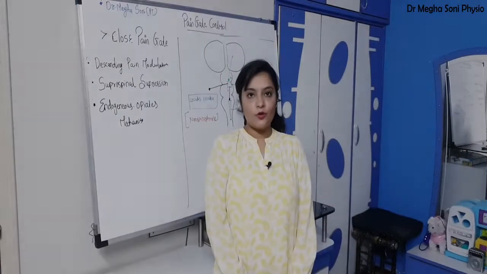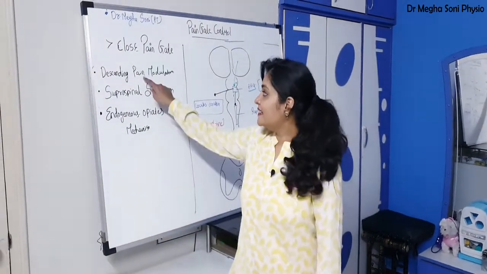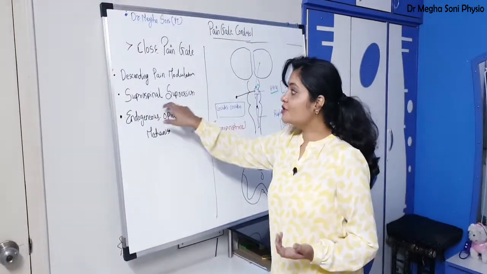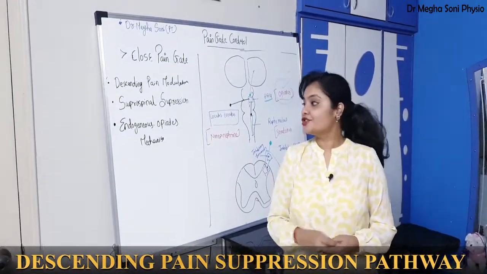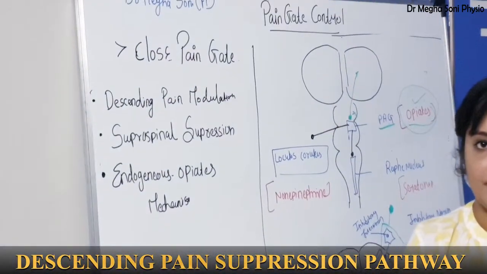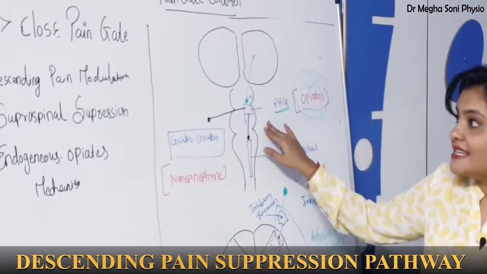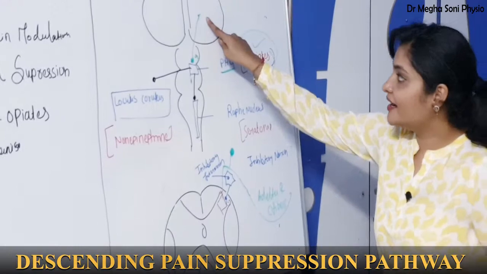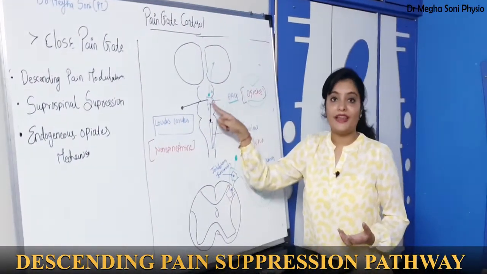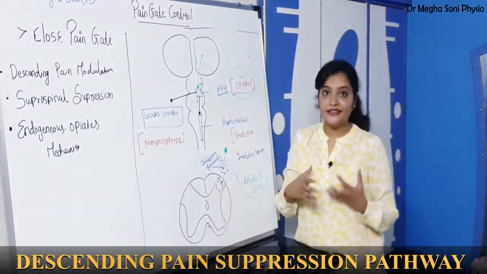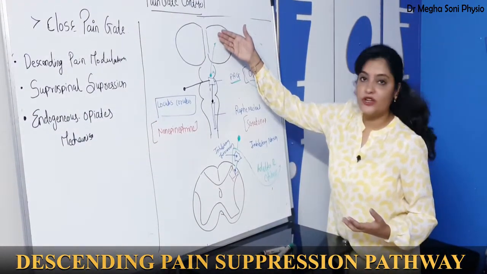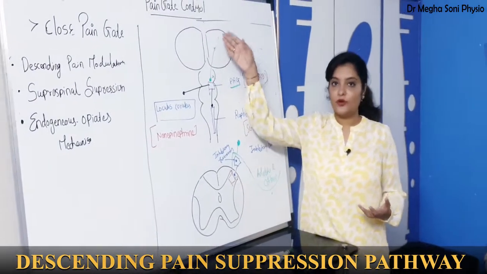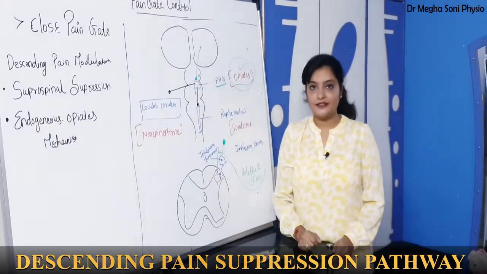Let's see the second closed gate mechanism, that is descending pain modulation or descending pain suppression pathway, or supraspinal segment suppression, or endogenous opiates mechanism. Okay. In the descending pain suppression pathway, the fibers are projecting from cerebral cortex to periaqueductal gray matter. As it's descending, this mechanism originates from upper part to lower part of the central nervous system.